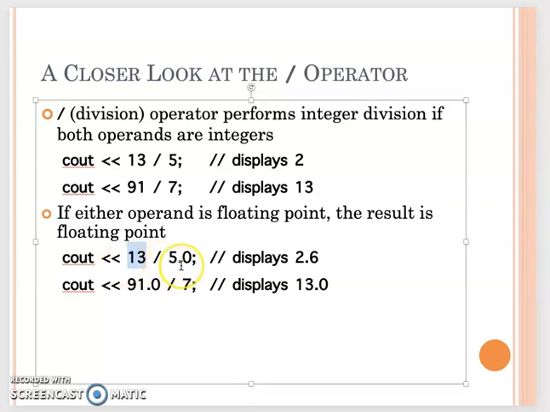If both operands are double numbers, they will display the decimal too. But you don't have to. As long as one of them is a decimal, with a floating point, then after you divide, the result will have the floating point. So that's division.